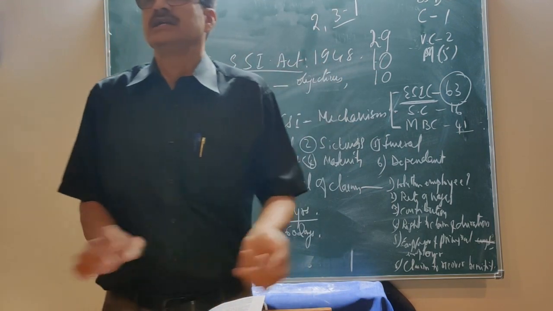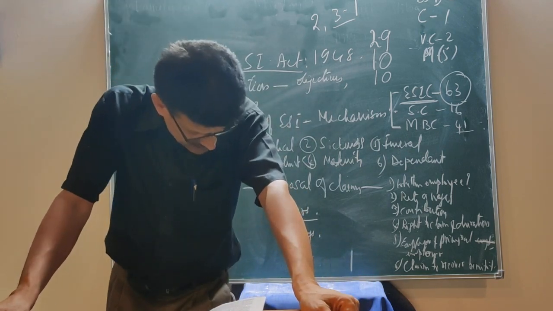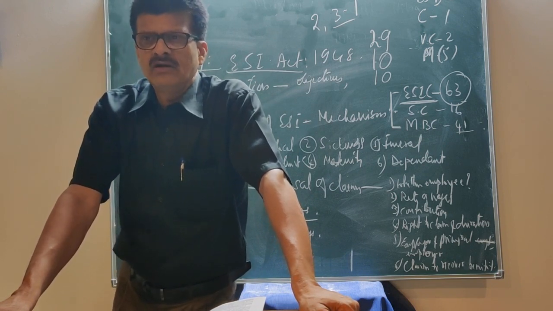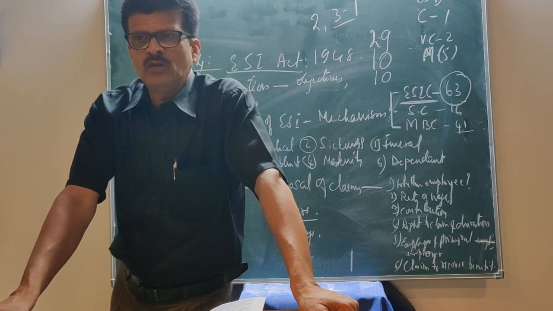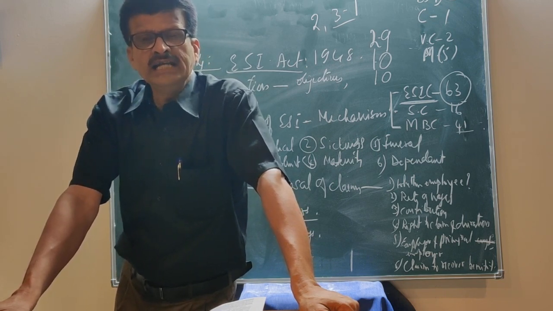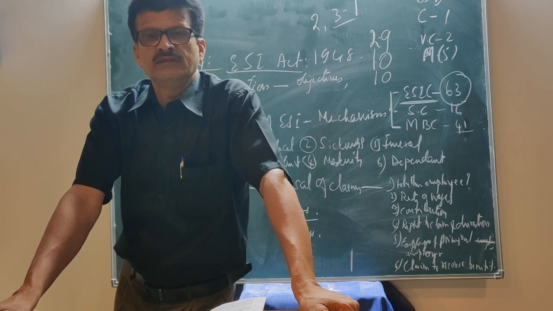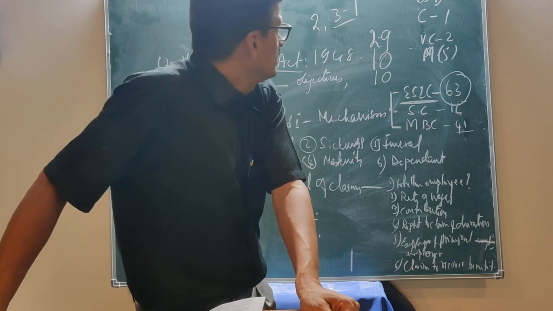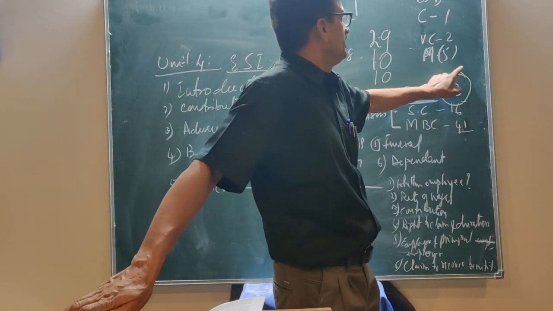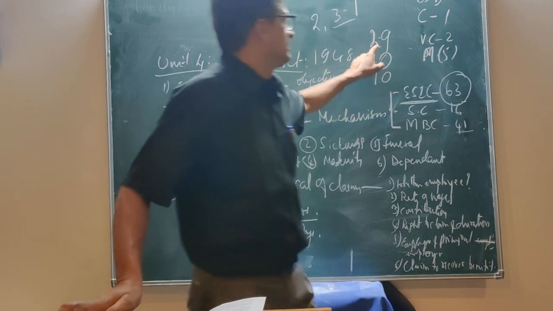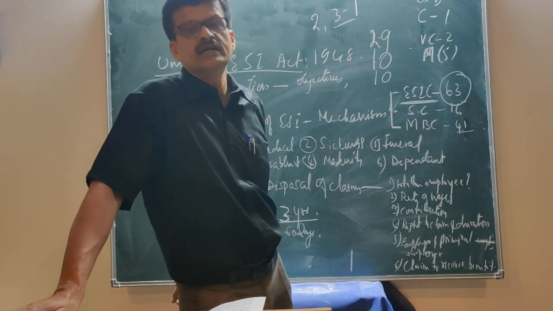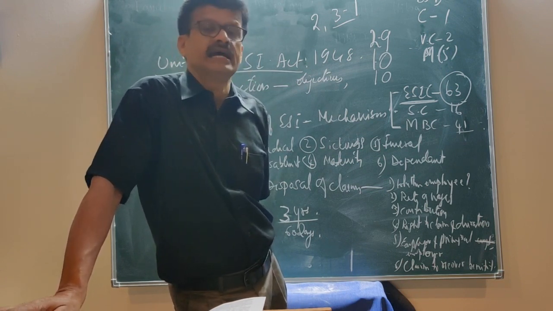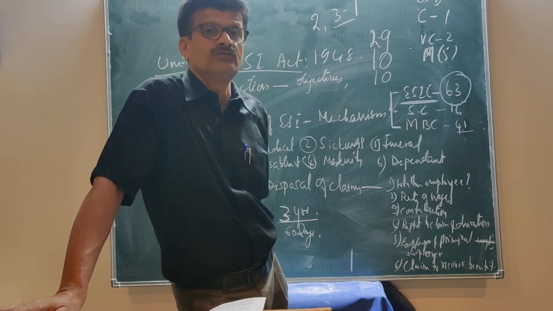ESI Corporation is a mechanism for administration of ESI provisions. It consists of 63 members, namely chairman, vice chairman, 5 to be nominated by the central government, and 1 each representing the states, which becomes 29. So far we have done 1, 2, 3, and this is 5, 8, and this is 29. So we are done with 37, and 10 each to represent employer and employee, so it becomes 57.